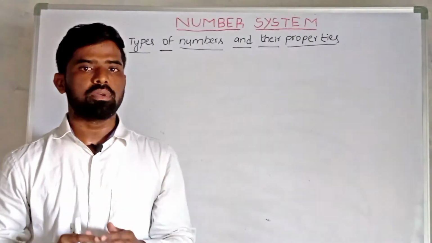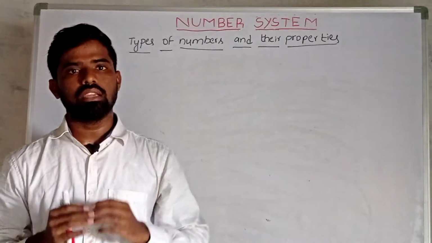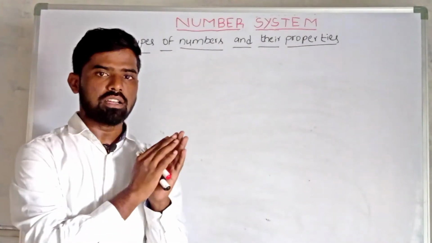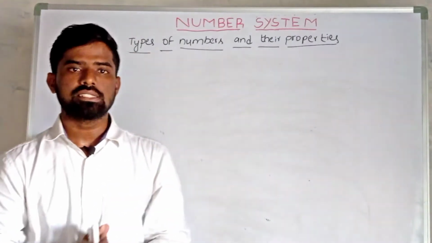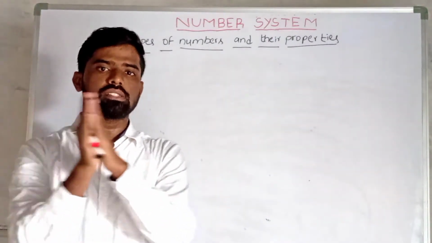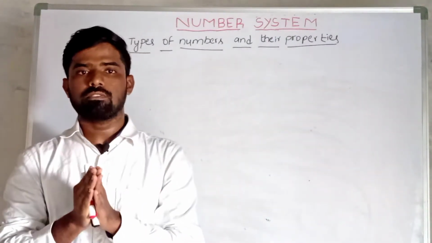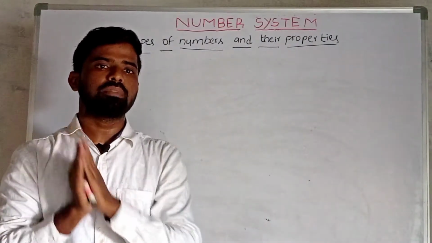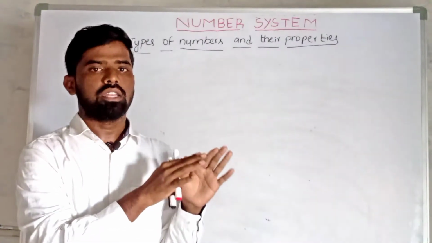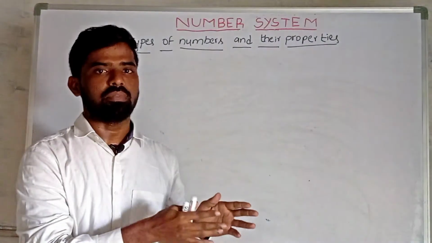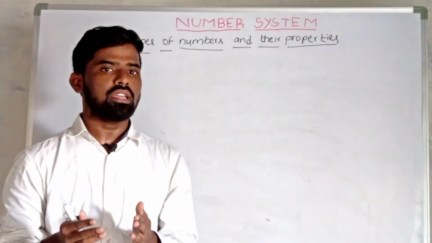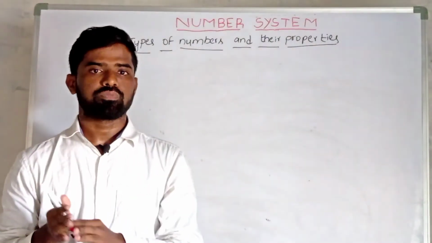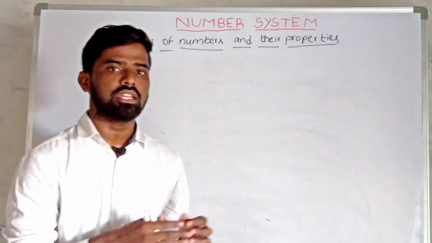So coming to the topic, number system is all about learning of numbers. If you take any number, that number belongs to a complex number. Complex number again divided into real numbers and imaginary numbers. Numbers which can be shown on the number line are called real numbers, and numbers which cannot be shown on the number line are called imaginary numbers. For competitive exams, we consider only about real numbers. Without wasting much time, let's get into the topic.